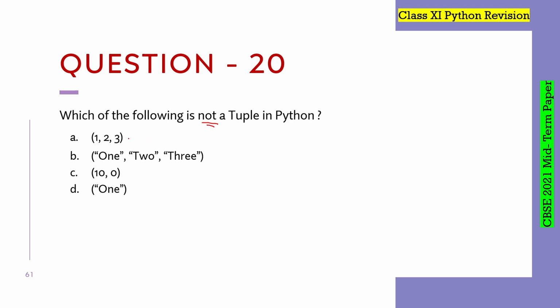So the first one is a tuple in Python, because a tuple is a combination of elements, that is, it consists of elements and each and every element is followed by a comma. Now this is also a correct one. This is also a correct one. This is the incorrect one. This is not a tuple in Python.